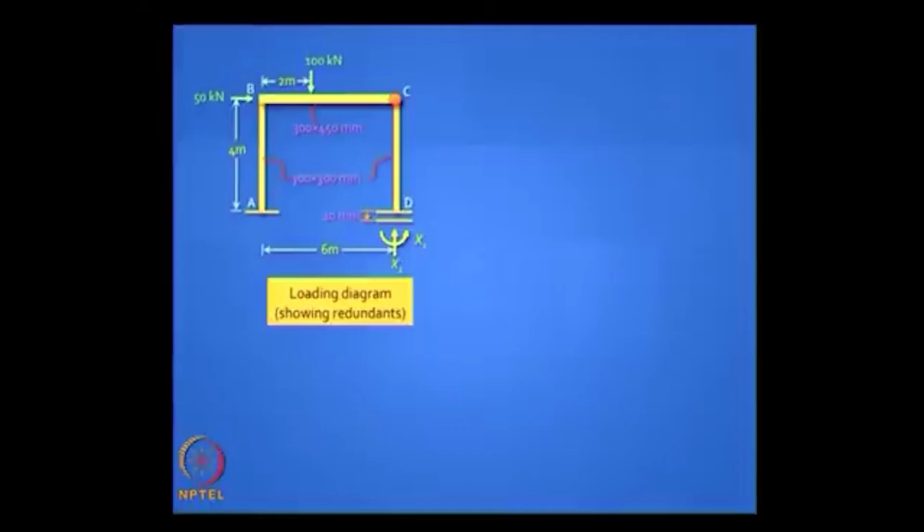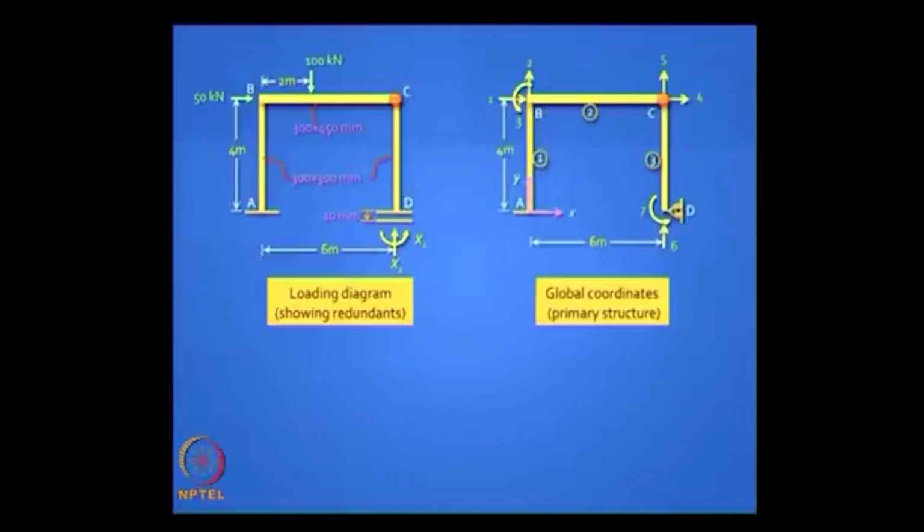So I am going to choose my redundants x1 and x2 as the vertical reaction and the fixed end moment at the support D. Which means in my primary structure, I have to release those 2 corresponding restraints to displacement. So what's the support I will put there? There you are. Put a roller in the vertical direction and number your coordinates appropriately.